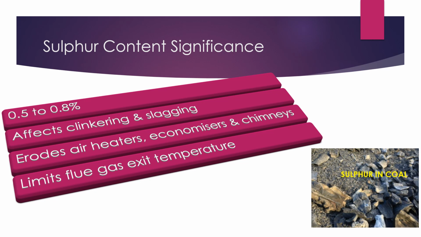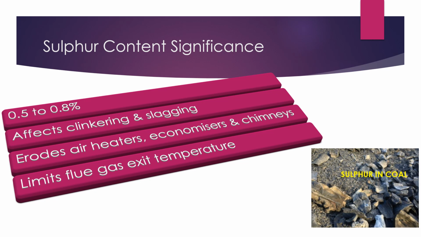Now, let us discuss sulfur content in coal and how it affects coal. The sulfur content in coal varies from 0.5 to 0.8%. Sulfur content affects clinkering and slagging. We have already discussed clinkering and slagging.